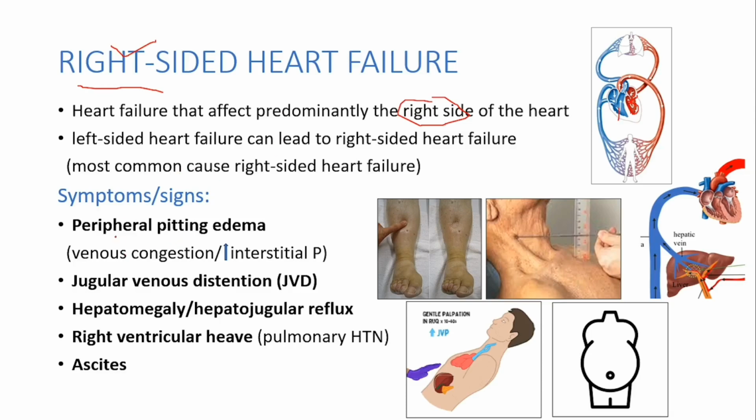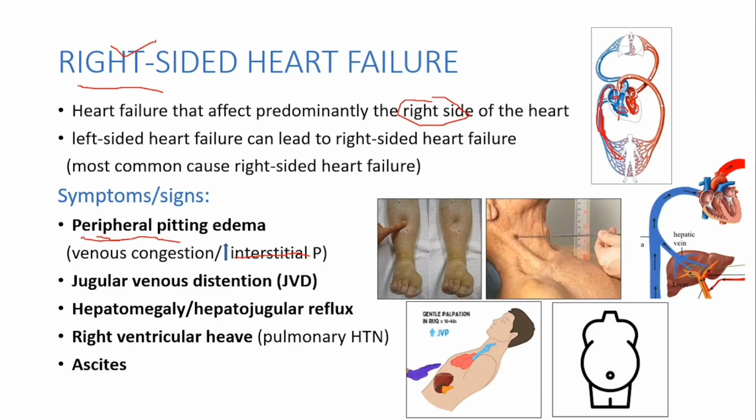Now what are the signs and symptoms? Normally, when the right ventricle is compromised, its cardiac output will also be compromised. So blood will accumulate here in the right ventricle, in the right atrium, and in the systemic circulation. So congestion will occur in the systemic circulation, and it will increase the hydrostatic pressure of the vessel. It is actually the hydrostatic pressure, not interstitial pressure. And the fluid will move from the vessel into the interstitium, so it will cause peripheral edema.